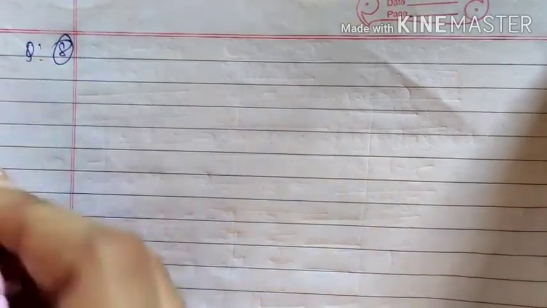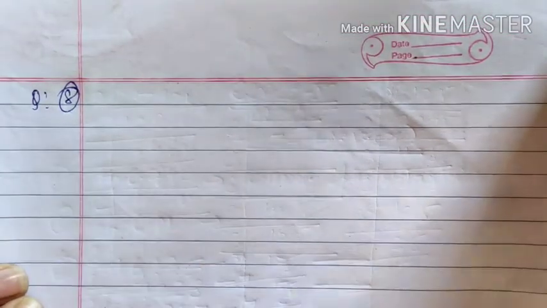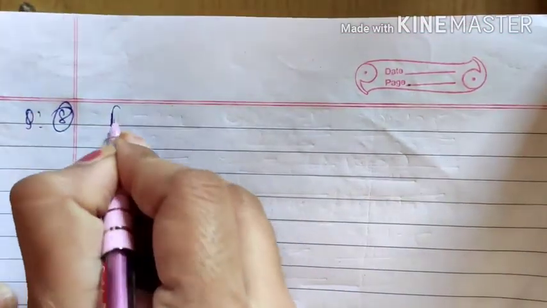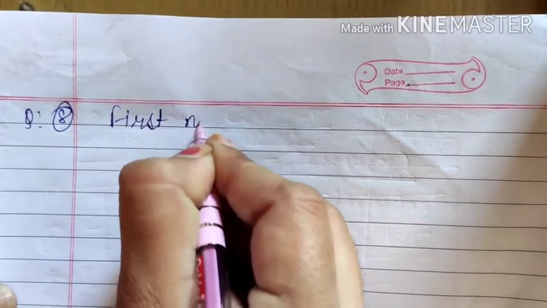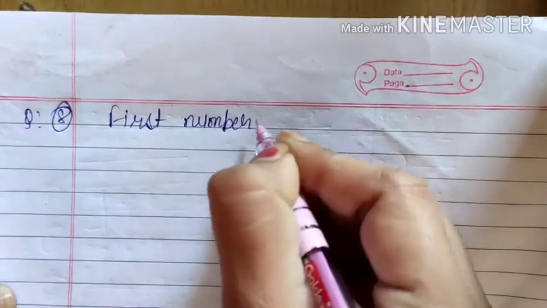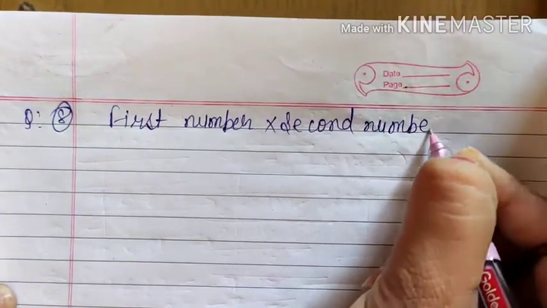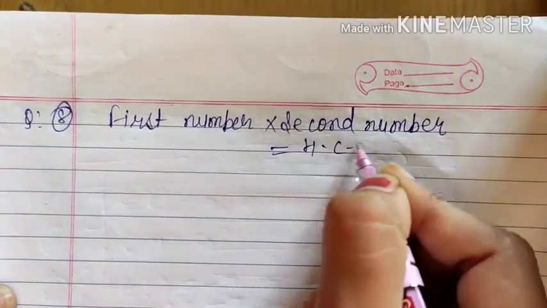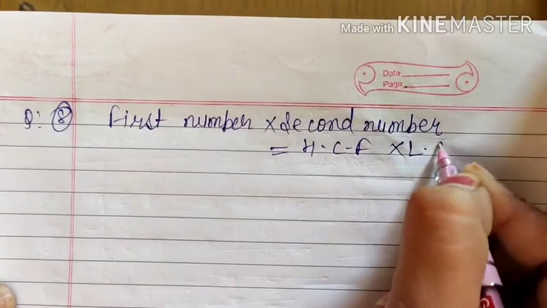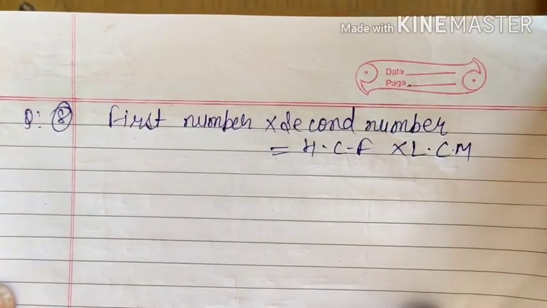Now let's see question number 8. The HCF and LCM of two numbers are 6 and 72 respectively. If one of the numbers is 24, what is the other number? As we have already learned one formula for that, we know that first number into second number is equal to HCF into LCM. Okay, this we have already seen.